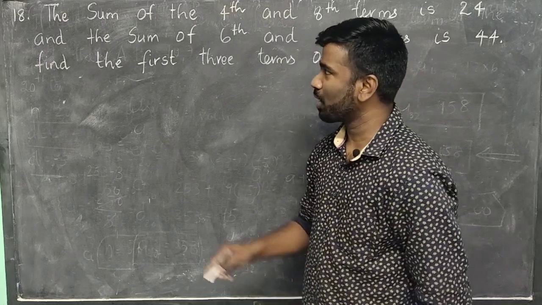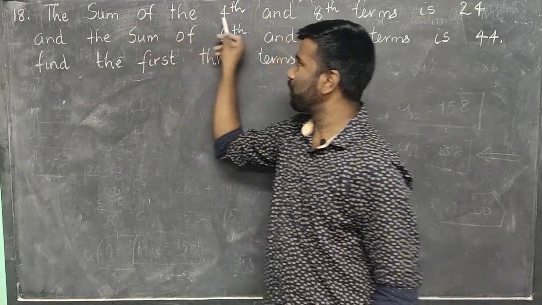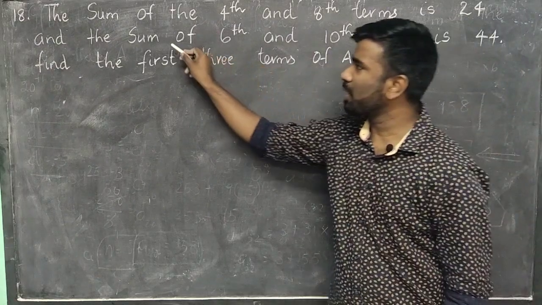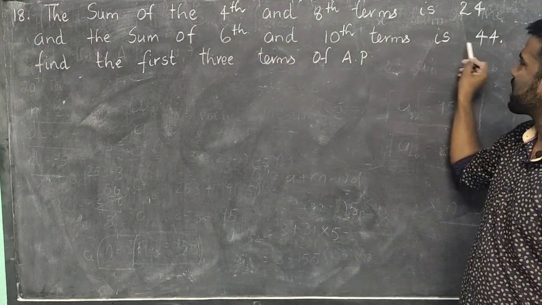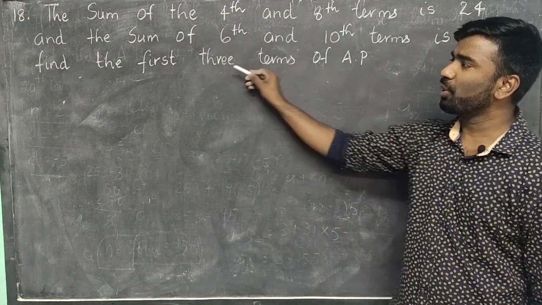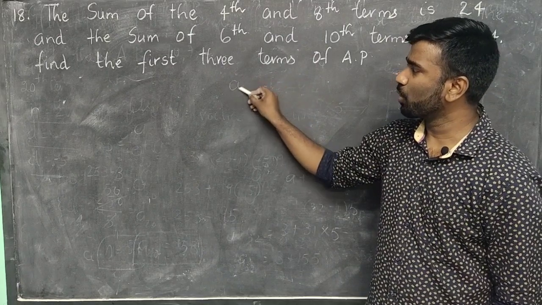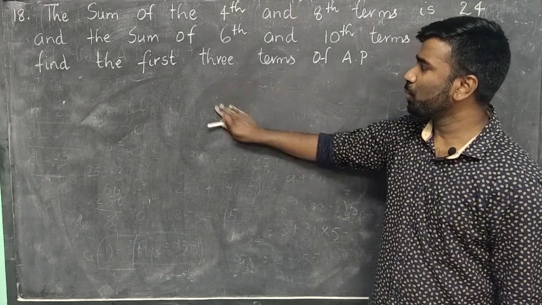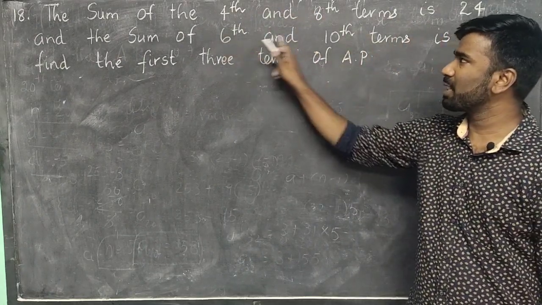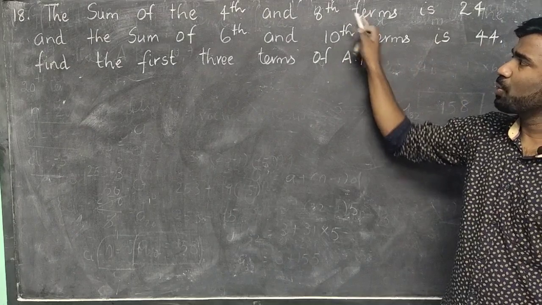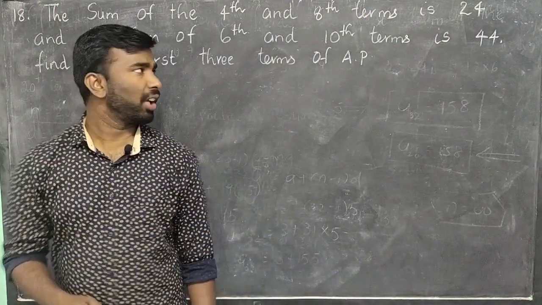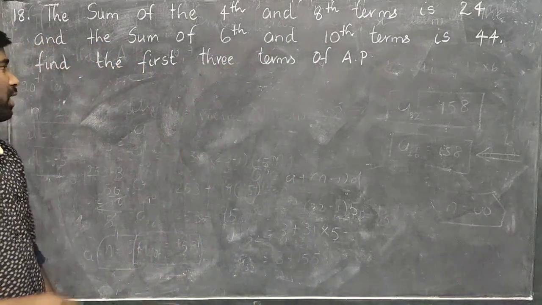Students, now moving to question number 18. The sum of 4th and 8th terms of an AP is 24 and the sum of 6th and 10th terms is 44. We should find out the first 3 terms of the AP. To find the first 3 terms of the AP, we should know the values of A and D. Using the conditions, that the sum of 4th and 8th terms is 24 and the sum of 6th and 10th terms is 44, we will find the values of A and D. Then using the general formula, we will find out the first 3 terms of the AP.